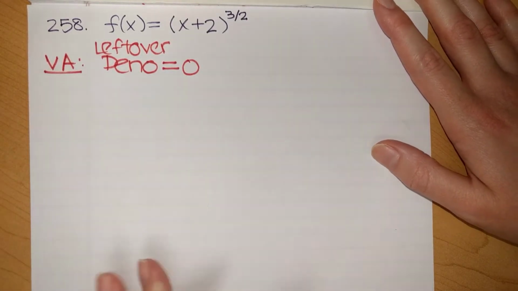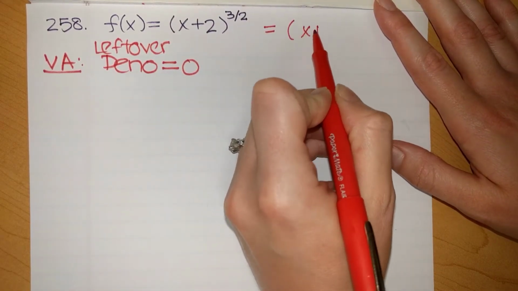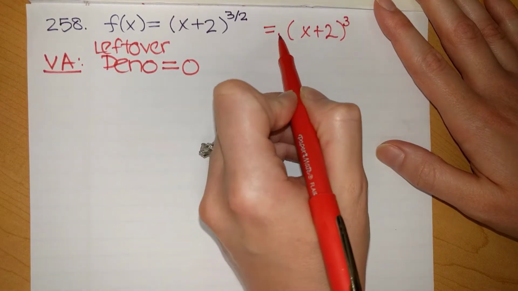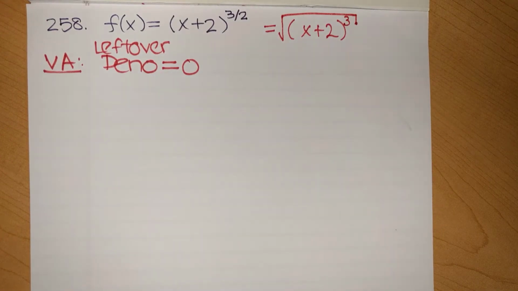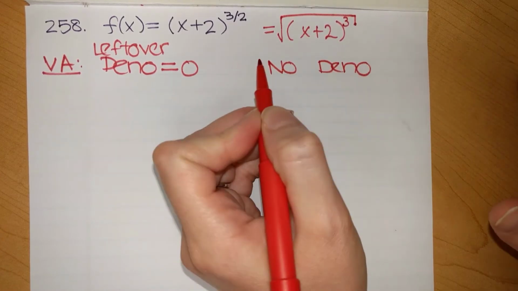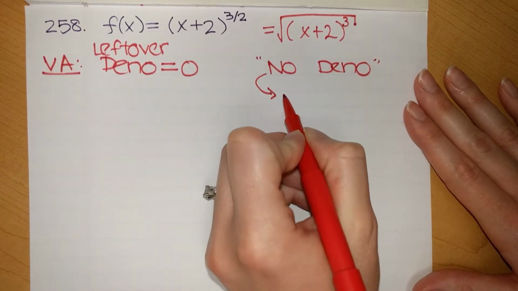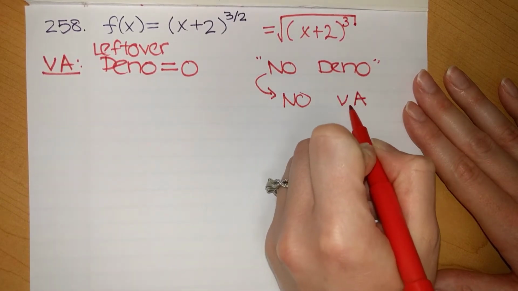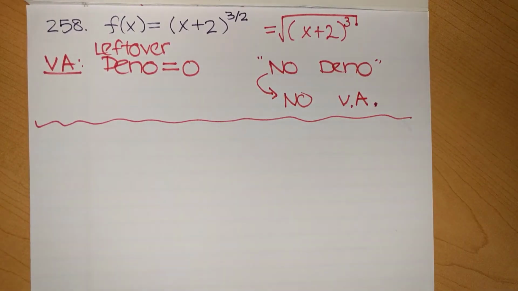Now, when you look at 258, you have this 3/2 power, and that 3/2 power, of course, could be rewritten as x plus 2 to the third, and then taking the square root of that. But even if you rewrite the 3/2 power, you don't have a denominator. So because there is no denominator here, there's nothing left over in the denominator, there's nothing set equal to 0, so because there's quote-unquote no denominator, that would indicate to us that there are no vertical asymptotes. So for 258, we would have to say because there isn't a denominator, there's nothing left over in the denominator to set equal to 0, that there are no vertical asymptotes.